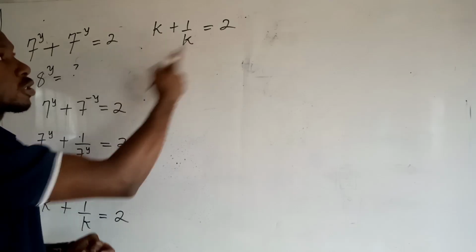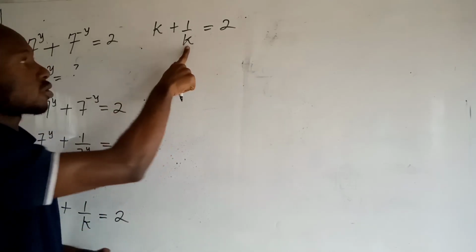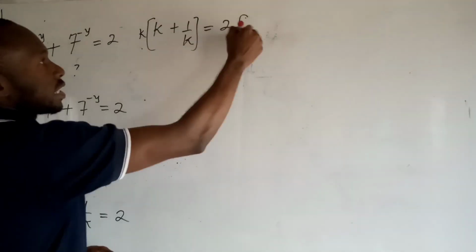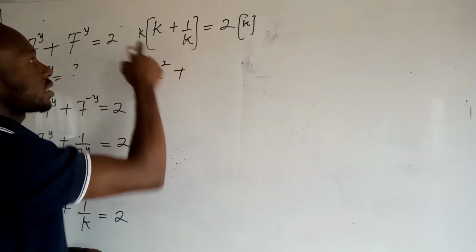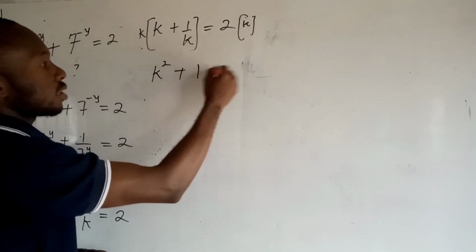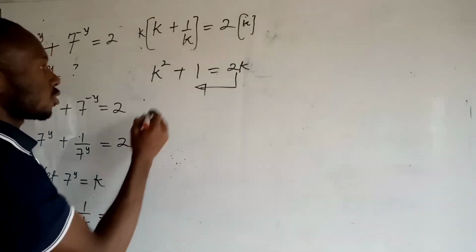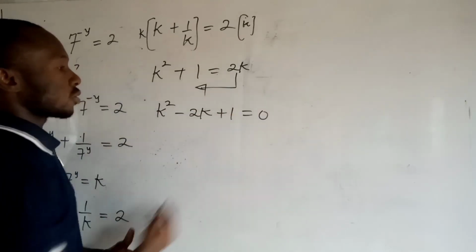At this point, we want to multiply both sides by k to get rid of this fraction, this denominator. So you multiply here by k and you multiply here by k. k times k gives k squared. Then k cancels out the denominator, so you have 1 equal to 2k. Take this to the other side of the equation, so you have k² - 2k + 1 = 0.